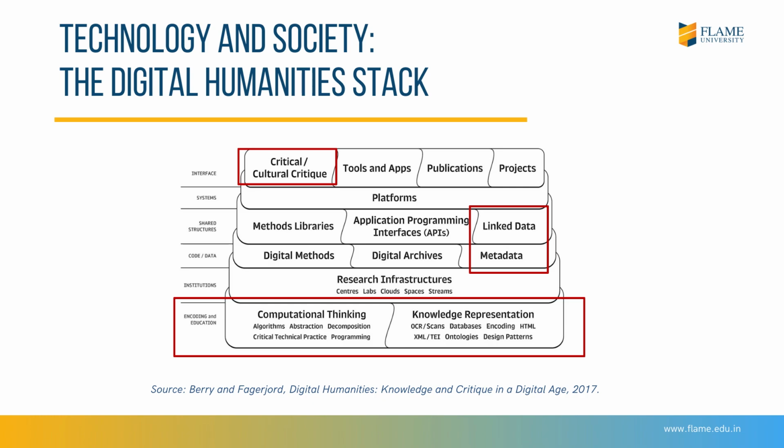So, what we are looking at on the screen is commonly known as the digital humanities stack. Digital humanities is an emerging area of inquiry that sits at the intersection of technology, humanities, and social sciences. In this stack, at the very bottom, the foundation comprises computational thinking, which comprises algorithms, abstraction, decomposition, programming, and critical technical practice. And we also have knowledge representation, which is OCR, scan, databases, ontologies, design patterns, etc.